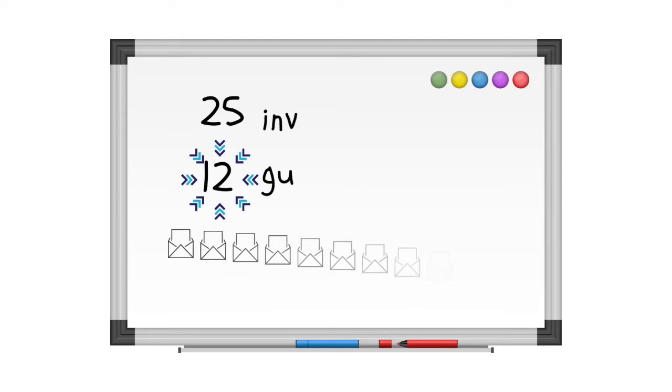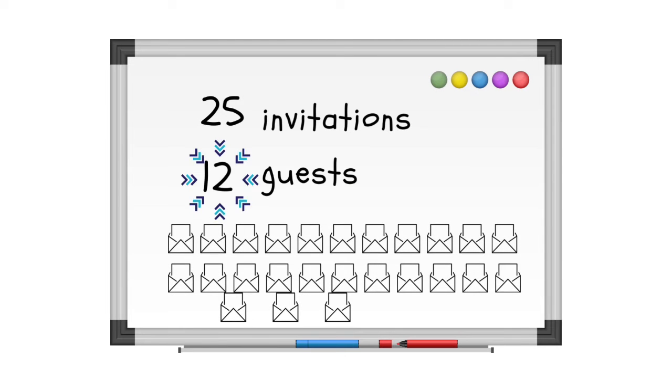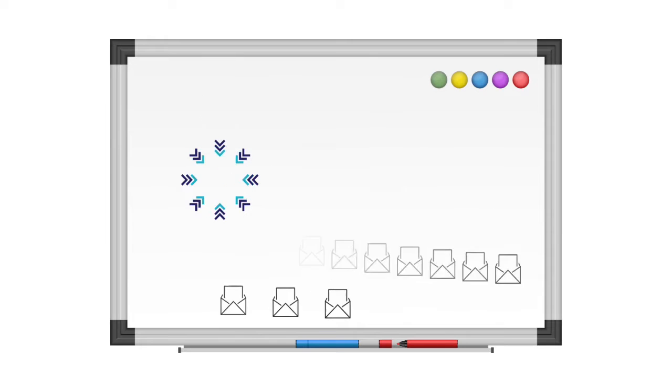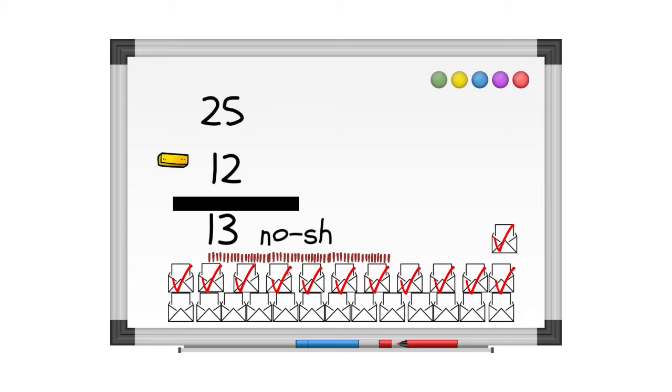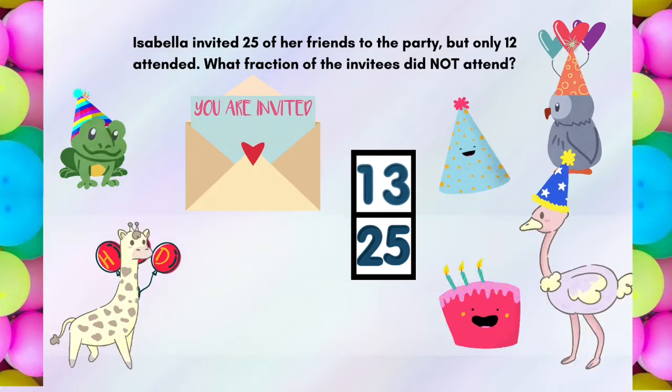We know who did show up, and can use that information to solve this problem. We're going to take 12 from 25. That gives us 13. So 13 out of the whole 25 invitees didn't attend the party.